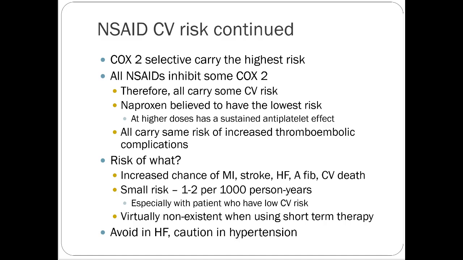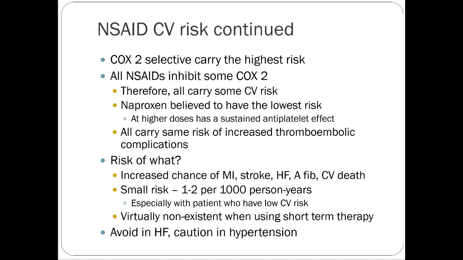So the question is, all NSAIDs inhibit COX-2 to some degree, so do all NSAIDs have this risk? And yeah, theoretically they do. Based on a lot of meta-analysis and retrospective looking at some of the responses patients have had from NSAID use, naproxen is thought to have the lowest overall CV risk, but does have a sustained antiplatelet effect at higher doses. So it's thought to maybe decrease the clotting potential, so maybe improving things. But basically what we're looking at is generally increased thromboembolic related complications, so myocardial infarction and things of that nature that people are experiencing on these drugs.